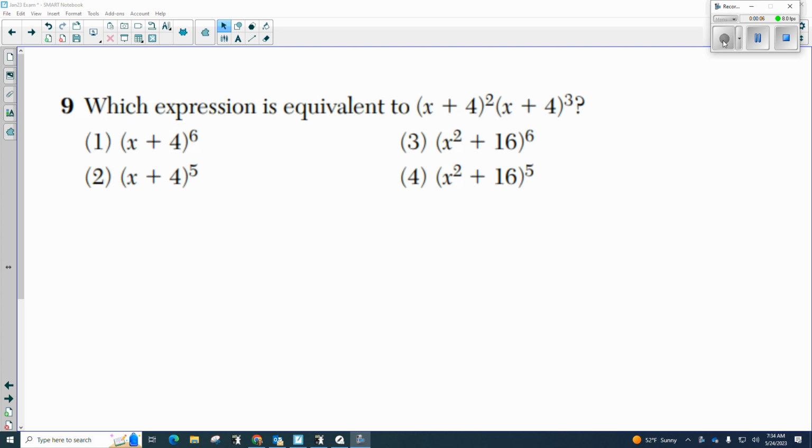Question 9. Which expression is equivalent to the quantity x plus 4 squared times the quantity x plus 4 to the third? Okay. Hopefully you're remembering what we can do when we have this word equivalent.